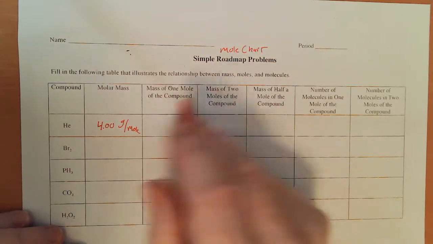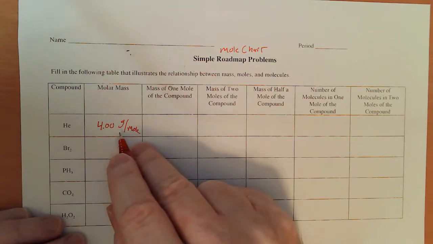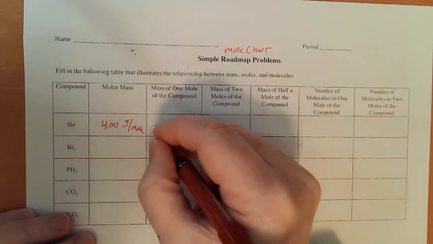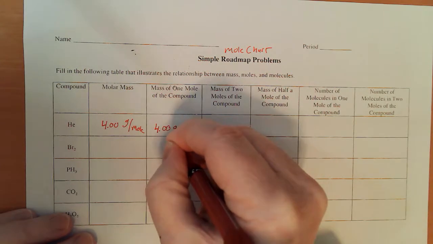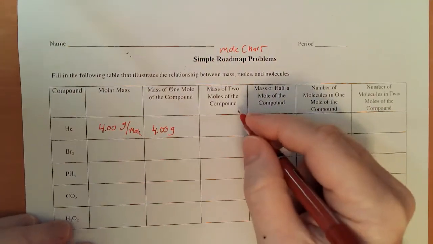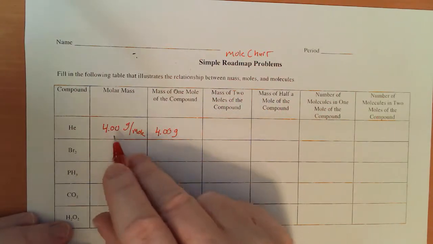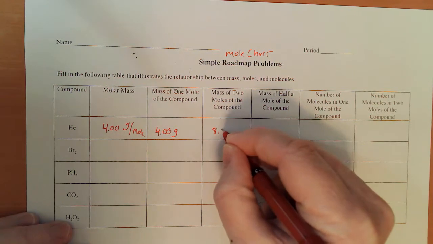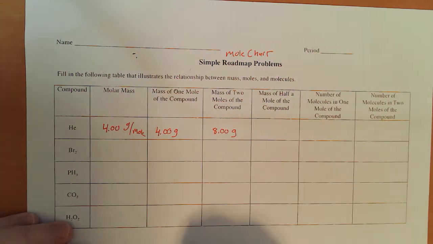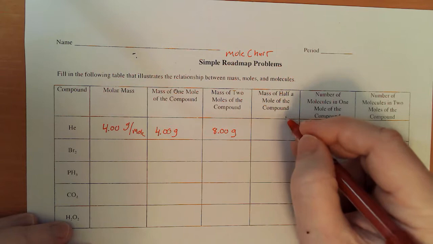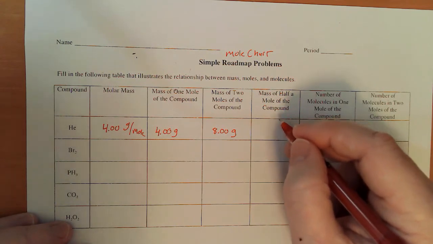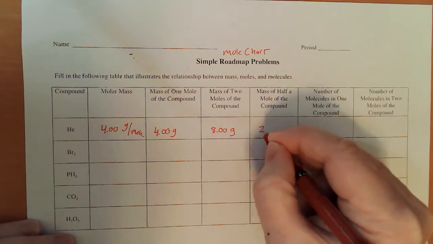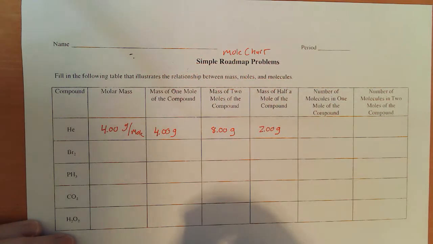So what's the mass of 1 mole of this compound? I take 4.00 grams per mole, I multiply by 1 mole, and I get 4.00 grams. What's the mass of 2 moles of it? Well, I take 4.00 grams per mole, I multiply by 2 moles, and I get 8.00 grams. What is the mass of half a mole of the compound? I take my 4.00, I multiply by half, and I get 2.00 grams.